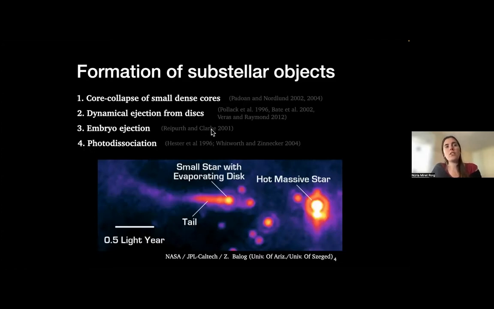And finally, also in the vicinity of very hot massive stars, the strong stellar winds of the stars can evaporate the outer layers of the envelope of an accreting core, and this core will eventually also become a substellar object, not being able to accrete enough material.